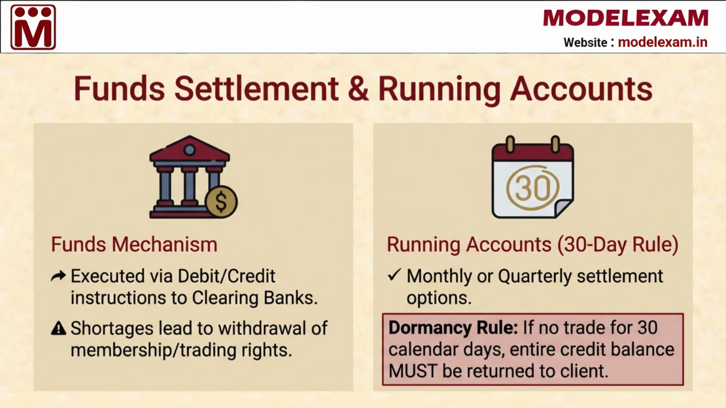Building on that, the fund settlement and running account rules ensure your cash is always handled properly. All money moves through primary clearing accounts at designated banks, and any shortage can lead to a broker losing their trading rights. There is also a very important 30-day dormancy rule. If you do not trade for 30 calendar days, your broker must return your entire credit balance to you.